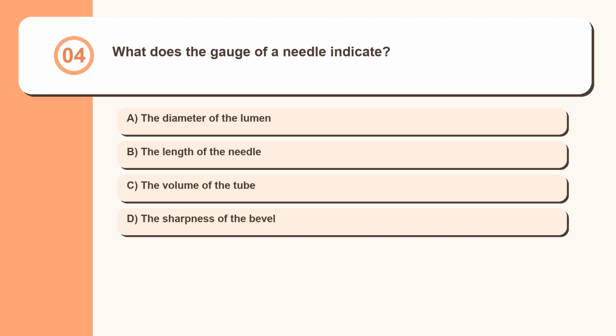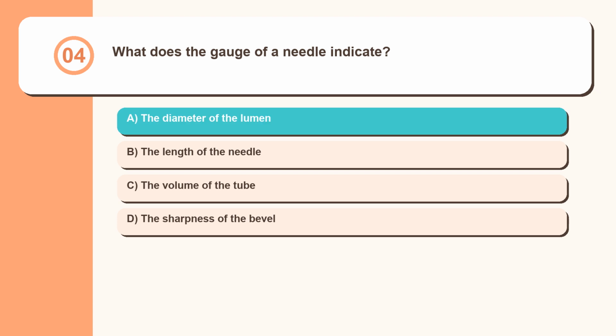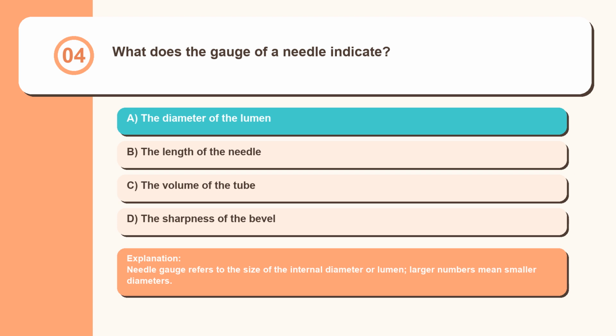Question 4. What does the gauge of a needle indicate? The diameter of the lumen, the length of the needle, the volume of the tube, the sharpness of the bevel. Needle gauge refers to the size of the internal diameter or lumen. Larger numbers mean smaller diameters.